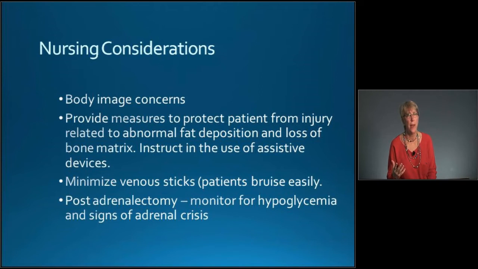Okay? So we're going to provide measures to help protect our patients from injury related to the abnormal fat deposition and loss of bone matrix. We're going to instruct them in the use of assistive devices, or we're going to collaborate with another discipline such as physical therapy to do that for us. We want to minimize venous sticks because these patients bruise very easily. If they do have an adrenalectomy, we're going to monitor them for hypoglycemia and now signs of adrenal crisis.